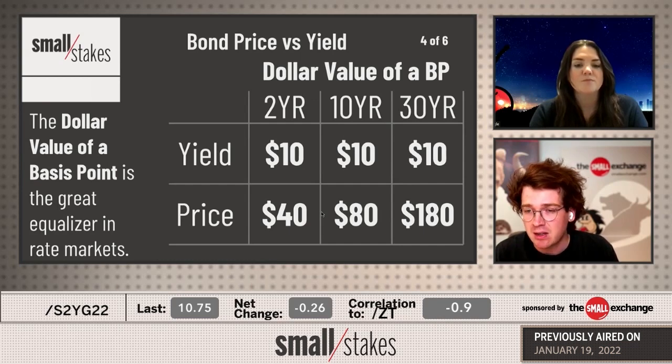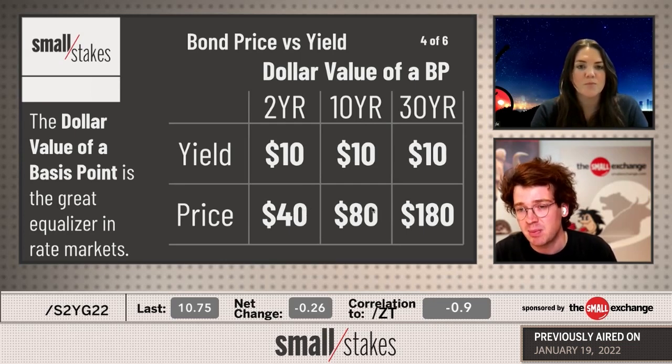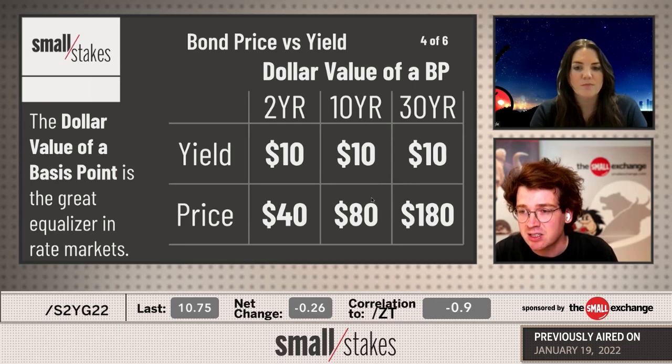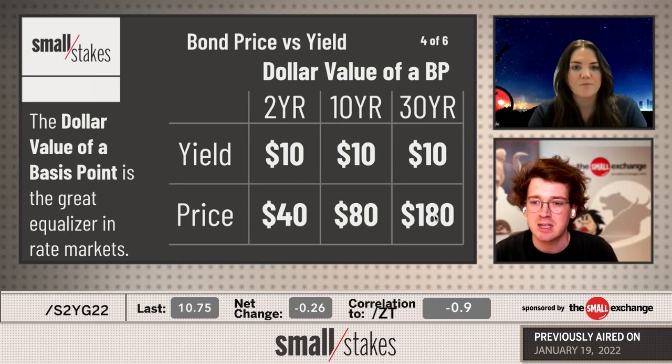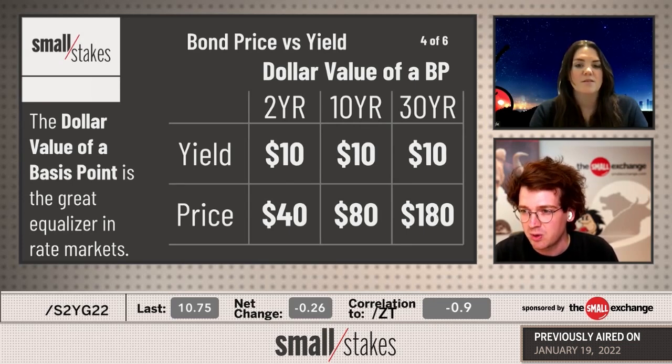And for a basis point rise in 2 years, you'll see that notional future change by $40. For a basis point rise in 10 years, you'll see the notional change in the 10-year futures by $80. And for a basis point rise in 30 years, a $180 change in those futures. Are you there with me, or do we want to stop here for a second?